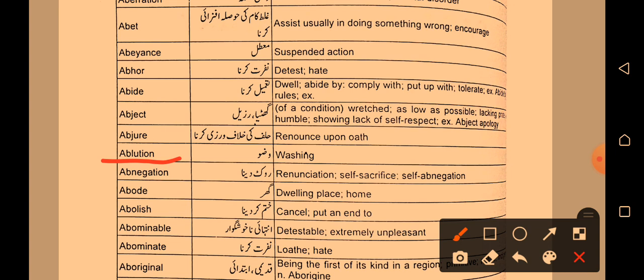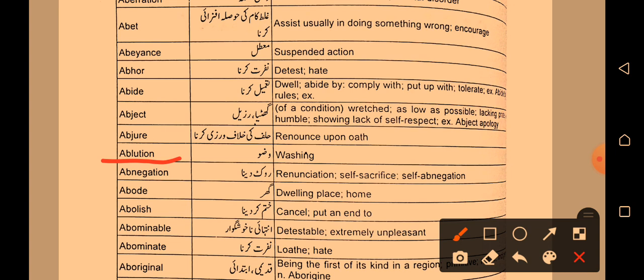Other word we have is abominable. Abominable is a word which has a negative meaning, as I have already discussed with you. The meaning of this word is detestable, extremely unpleasant. We can say unpleasant or dislike. Something you can also call funny, meaning a negative voice, having very bad noise, something that we call abominable.